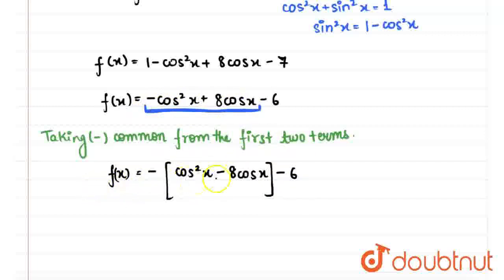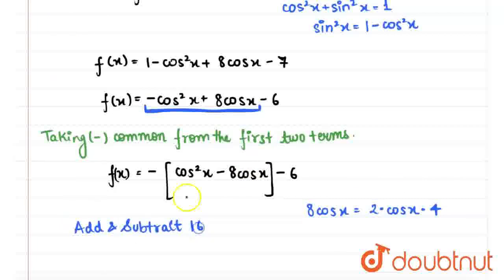Now the next step of solving this: we'll make cos square x minus 8 cos x a perfect square. To make it a perfect square, first we'll write 8 cos x as 2 into cos x into 4. Right, we can write it like this. And we'll add and subtract 16 in this equation to make it a perfect square.